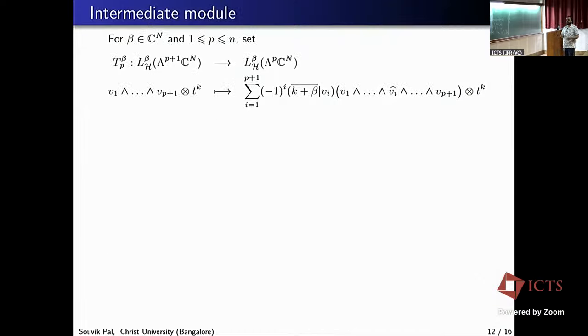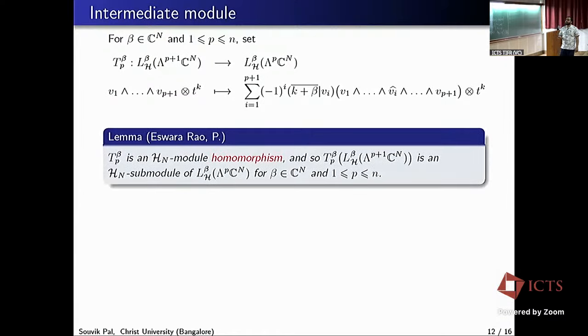So this is sort of influence from chain complexes, so chain maps. So now I am taking it on the full wedge product, full exterior product. So it is going from P plus 1 degree to P degree, okay, one contraction. And so this is an HN module homomorphism. So obviously its image will form an HN submodule of this Larsen module.